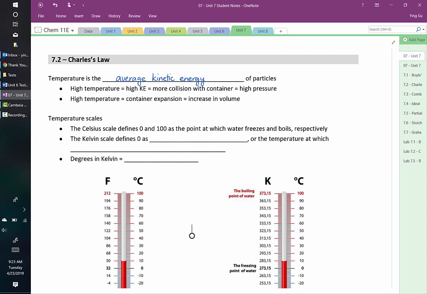We also know that if you change the container to a flexible one, then as you increase temperature, as the particles hit their container wall, that gives the container an extra push, which would allow an expansion or increase in volume.